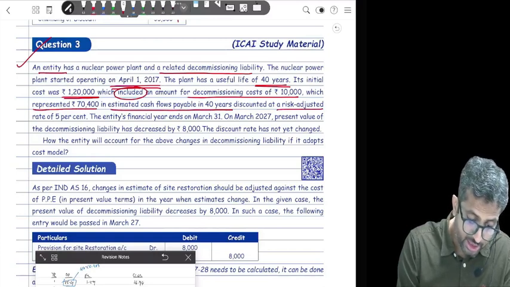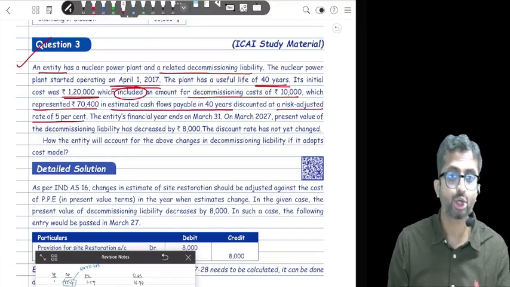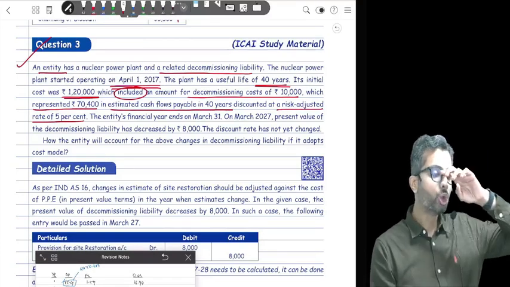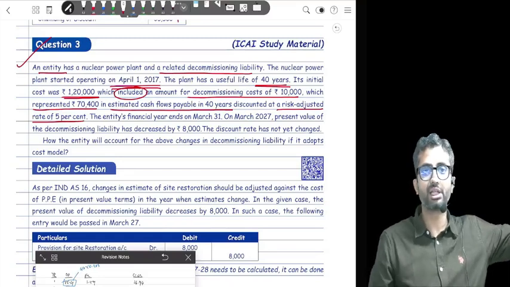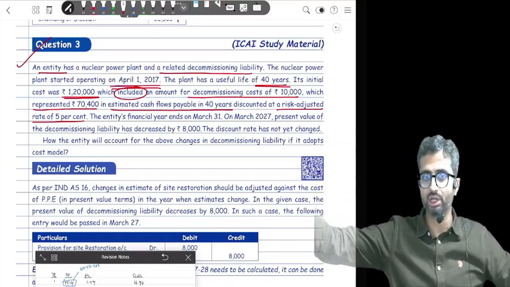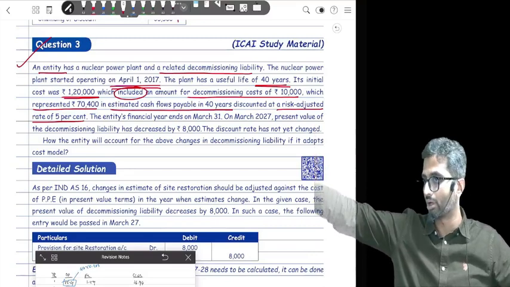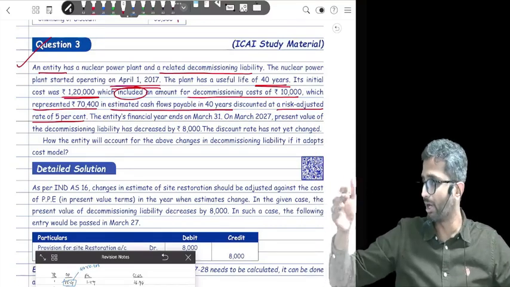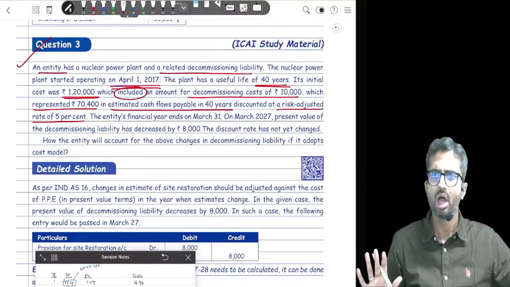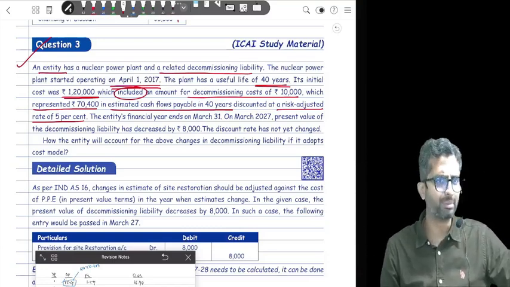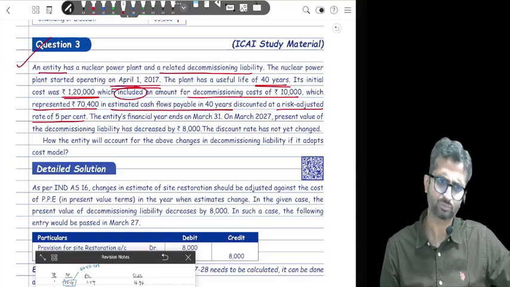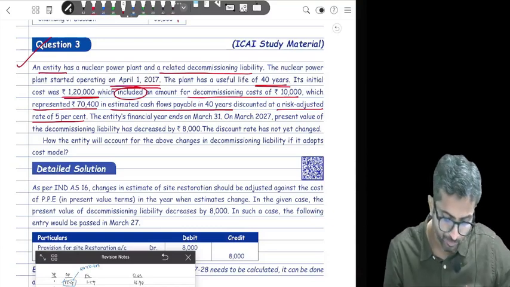Discounted at a risk adjusted rate of 5%. So what is happening? You estimate on 1st April 17 that I will dismantle after 40 years and it will cost me 70,400. You try to find the present value, it comes to 10,000. And you include that 10,000 in the PP. Is that correctly done? Exactly how it should be.